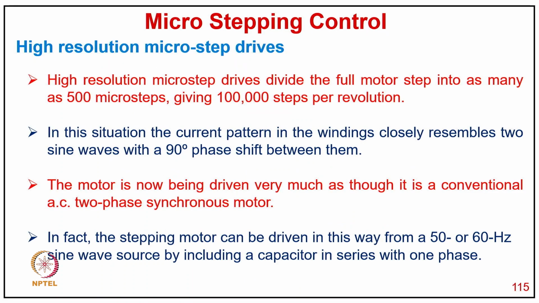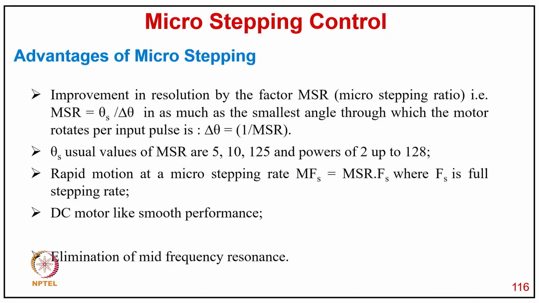Now coming to the high resolution microstep drive. The high resolution microstep drive divides the full step into many, up to 500 microsteps, giving 100,000 steps per revolution. In this situation, the current pattern in the winding closely resembles two sine waves with a 90-degree phase shift between them, and the motor is now being driven very much like a conventional AC two-phase synchronous motor. In fact, the stepping motor can be driven this way from a 50 Hz or 60 Hz sine wave source by including a capacitance with one of the phases.